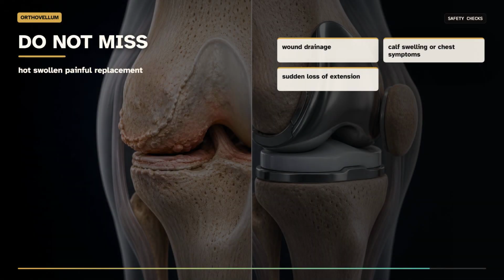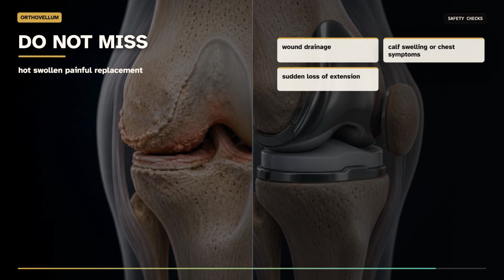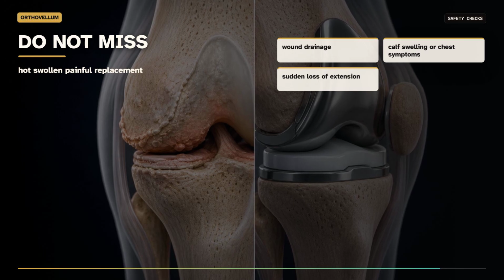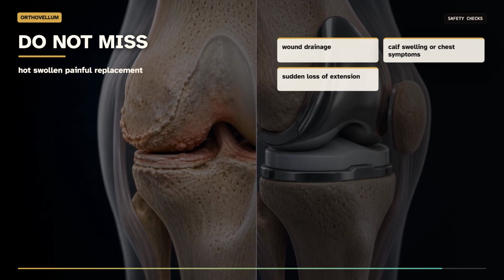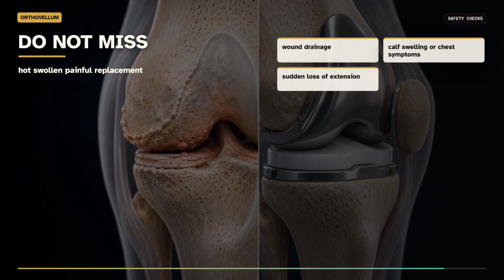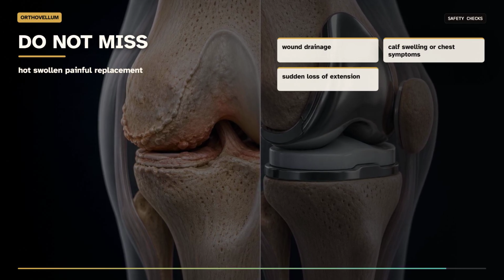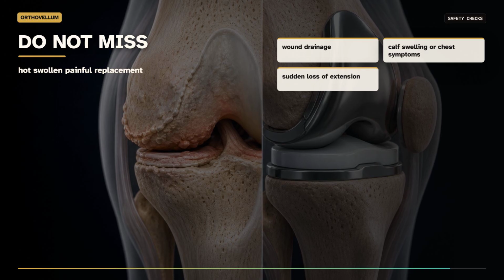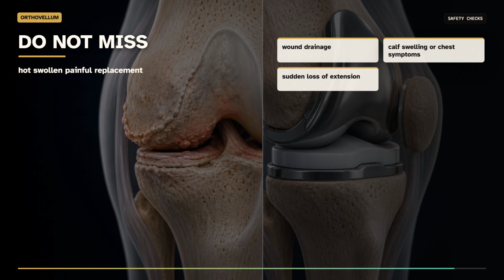Red flags and urgent features include hot, swollen, painful replacement, wound drainage, calf swelling or chest symptoms, sudden loss of extension. Red flags do not mean panic. They mean the pathway changes, earlier assessment, different imaging, or urgent specialist review. For patients, this is the safety net. For residents, this is how you avoid anchoring on a common diagnosis while missing the dangerous one.